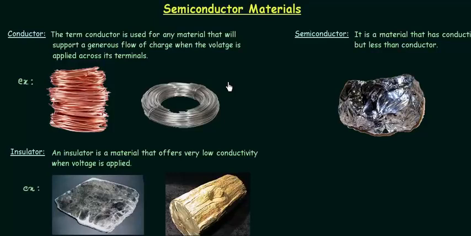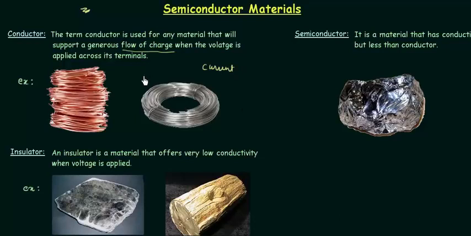So first we will complete the semiconductor materials before going to diode and BJTs. So let's start with it. The first topic is conductor. The term conductor is used for any material that will support a generous flow of charge when the voltage is applied across its terminals. We already know the flow of charge through a cross-sectional area in the given time is called as current.